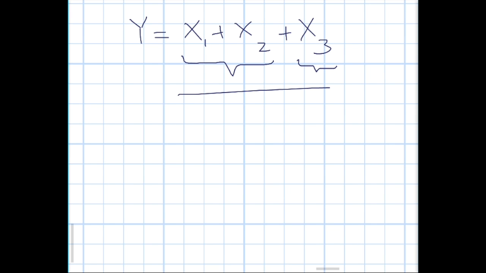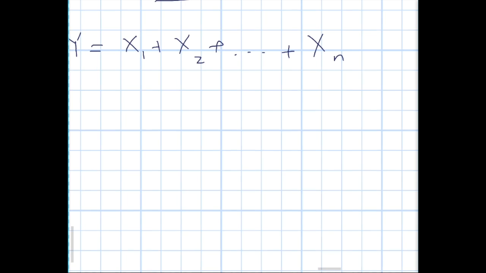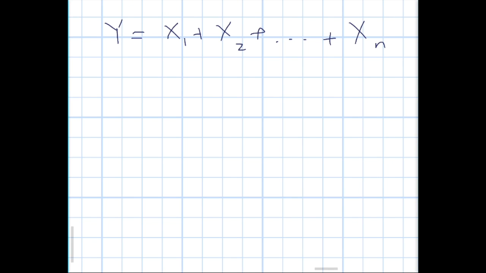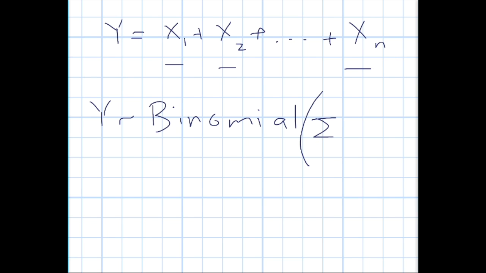So what is the conclusion? That if we have Y is equal to X1 plus X2 plus up to Xn, and all of them are binomial with the parameter p, and these have the parameters n1, n2, up to nn, then this Y is also binomial with parameters the sum of nk, k from 1 to n, and p.